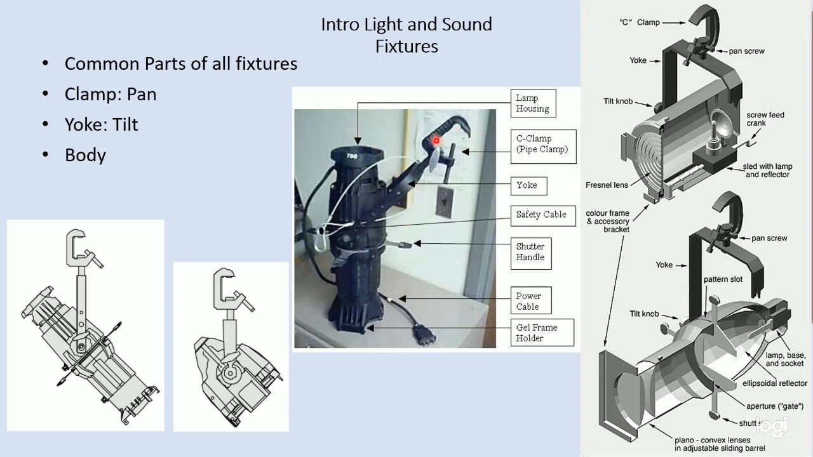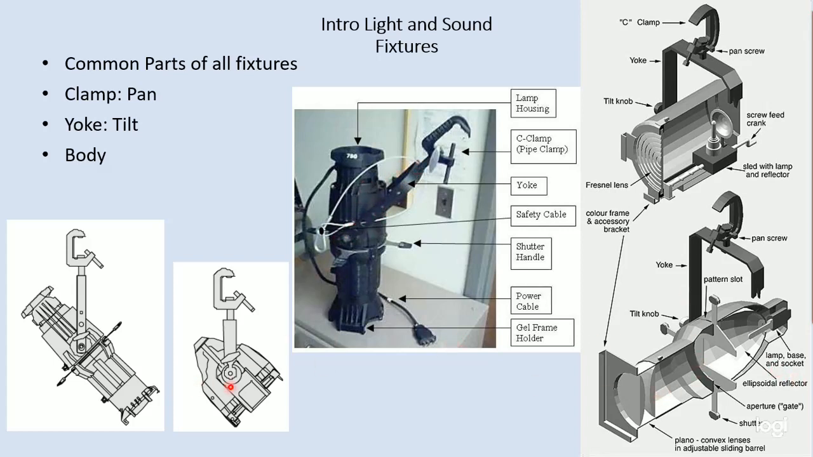Starting at the top is a C-clamp, and I'll discuss the C-clamp in the next slide. The C-clamp is a pipe clamp, and it is how we attach stage fixtures to lighting positions, how we attach a stage light to a pipe. And the C-clamp then is attached to a piece of strap steel that runs around the fixture and is referred to as a yoke, much like a yoke of an oxen. So it's a piece of strap steel that wraps around and attaches to each side of the fixture.